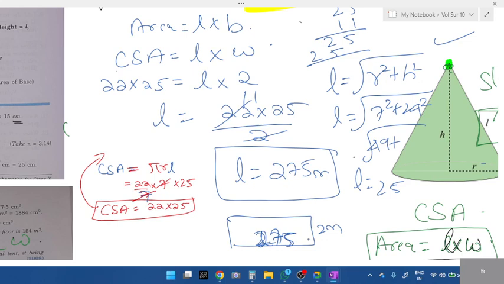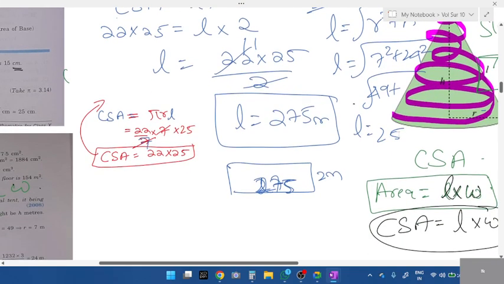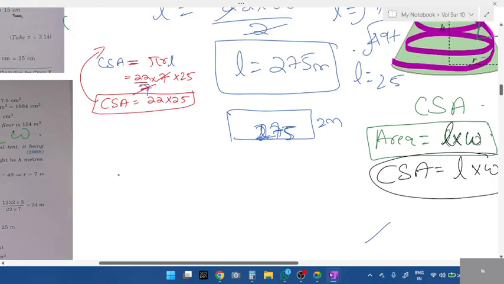Completed? All of you understood the concept? So this is one type of question, students. Basic we did, and one question on how to wrap. When you wrap a cloth like this, it is curved surface area. Okay, take a 10 minute break. We will continue after the break.